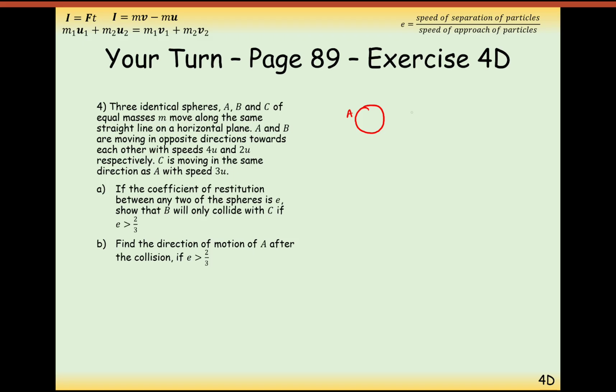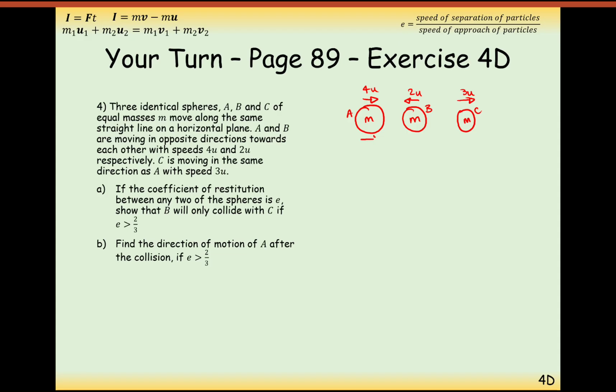So this is A and B, M and M. So this in opposite directions with speeds 4U and 2U. C is moving in the same direction as A with a speed of 3U. Okay, so M, C, 3U. If the coefficient of restitution between any two of the spheres is E, show that B will collide with C if E is greater than 2/3.